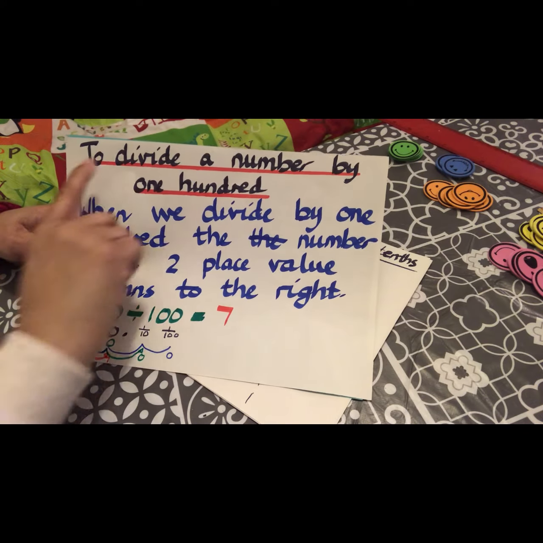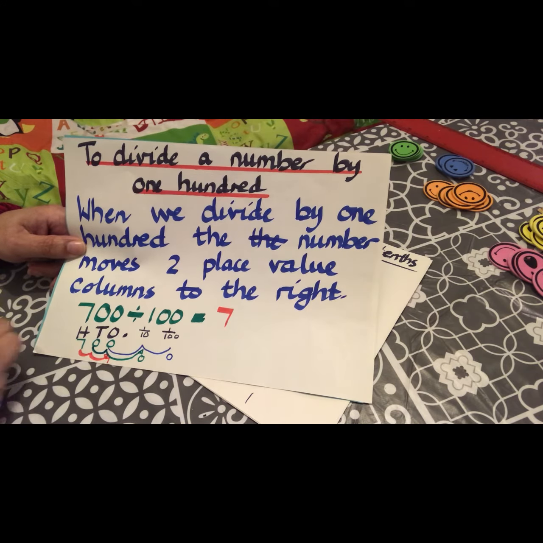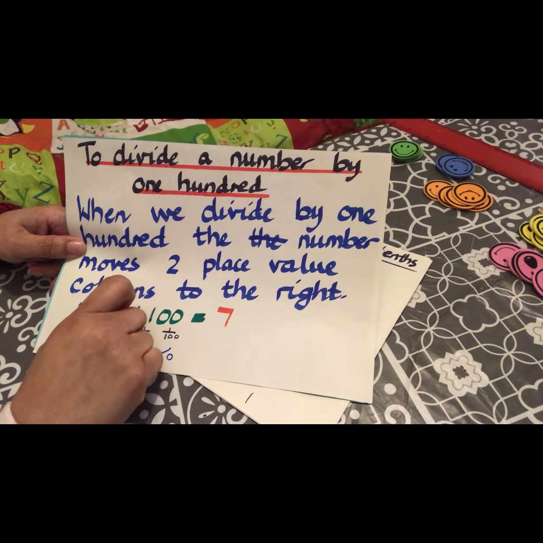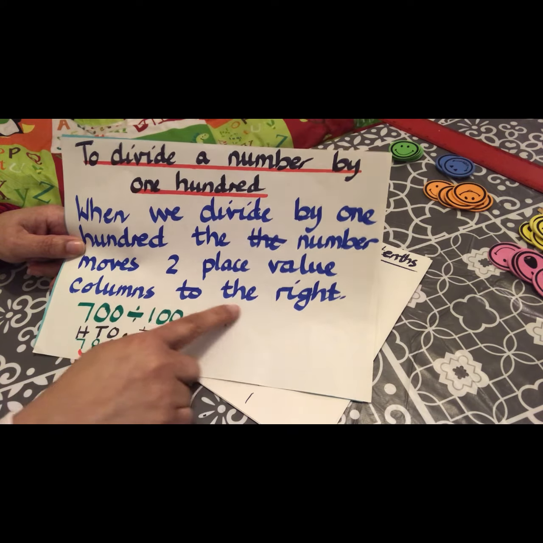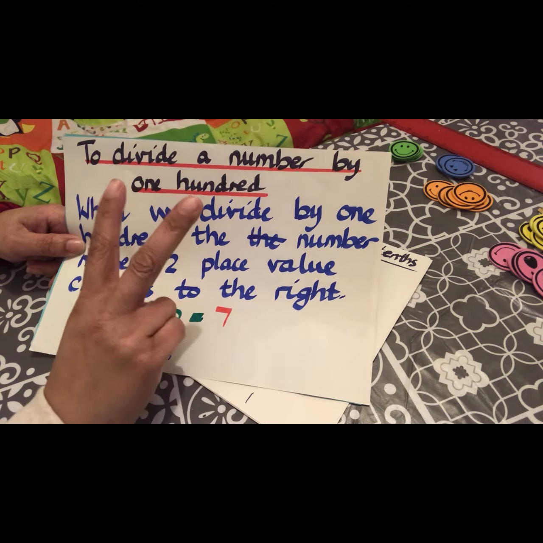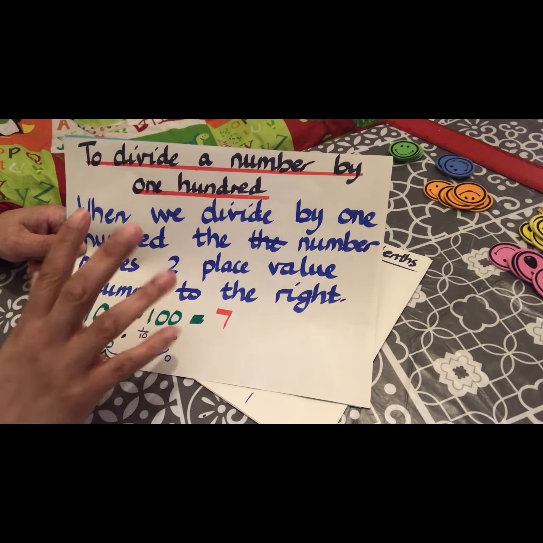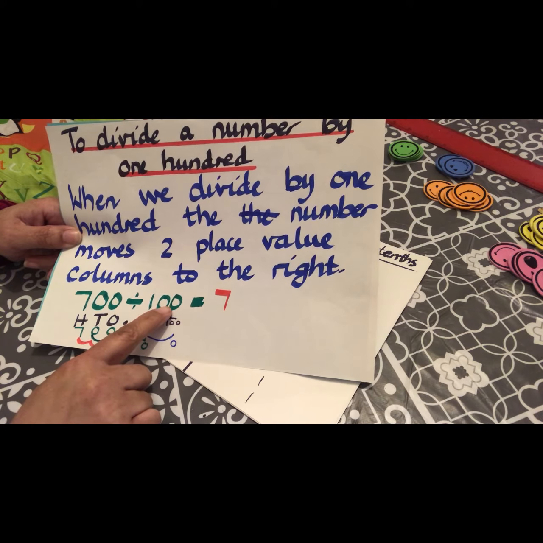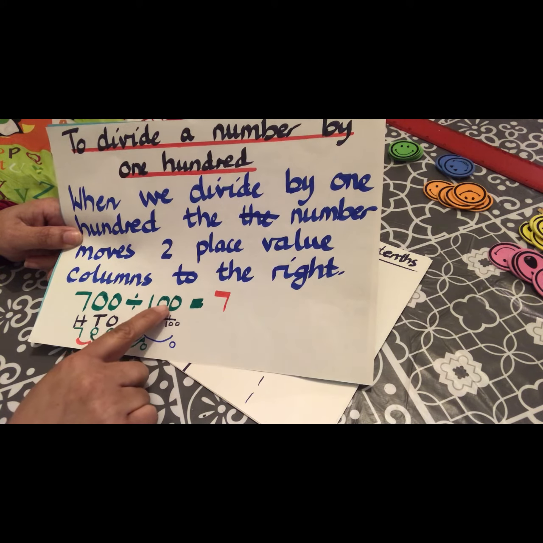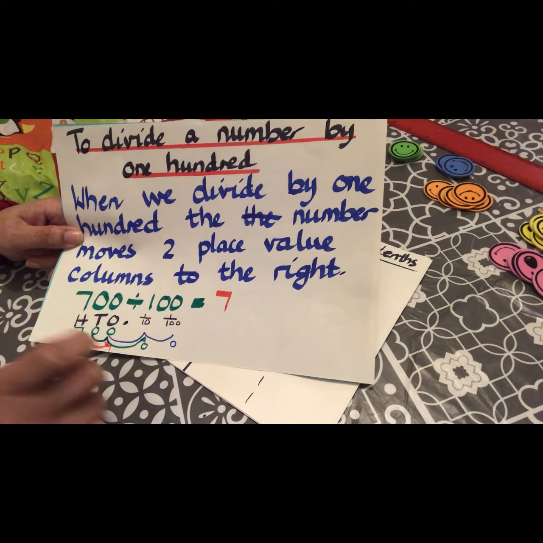So today we are going to divide a number by 100. When we divide by 100, the number moves 2 place value columns to the right. Now I'll give you a clue to remember this. Just remember 100 has 2 zeros in it. So those 2 should remind you to move 2 places to the right.